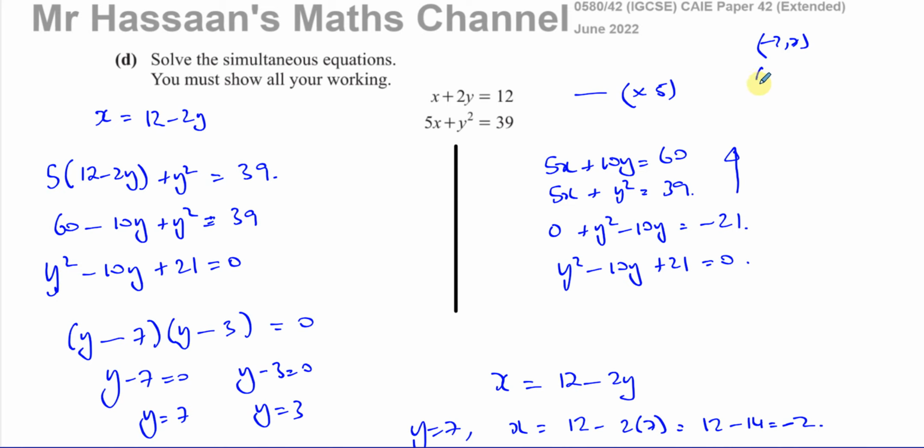And we can also use the other values, which are 6 and 3, to see that they also satisfy both equations. x equals 6, that's 6 plus 2 times 3, 6 plus 6 is 12, that works. And x equals 6, 5 times 6 is 30, 30 plus 3 squared, 9, 30 plus 9 is 39. So both of these pairs of values work for both equations. So we know that we have got the right solution.